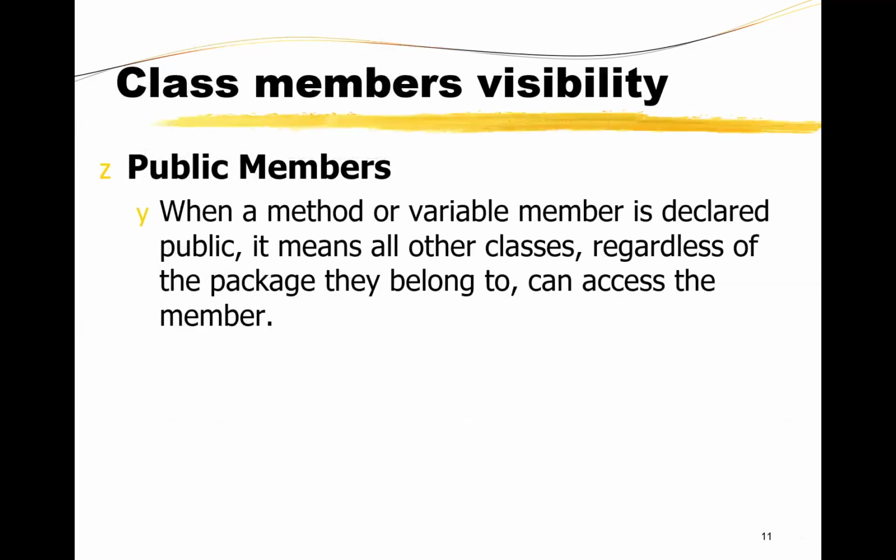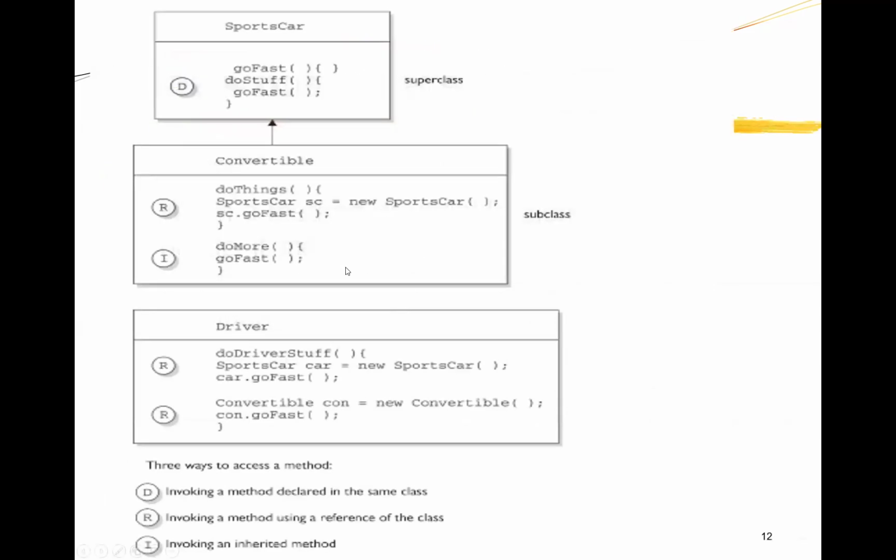So, we'll see public members. If a method or variable is declared as public, that means all other classes, regardless of the package they belong to, can access the member. All other classes, regardless of the package they belong to, can access the member if it is a public member. Now this is an example.